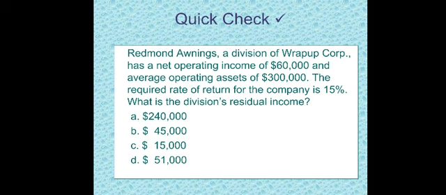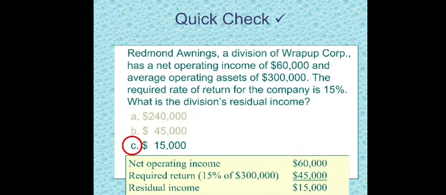So, okay, now the question shows you how to calculate the residual income for this scenario. So, easy, follow the two steps. Okay, net operating income is 60,000. The required return is 45,000. So the residual income is 15,000.